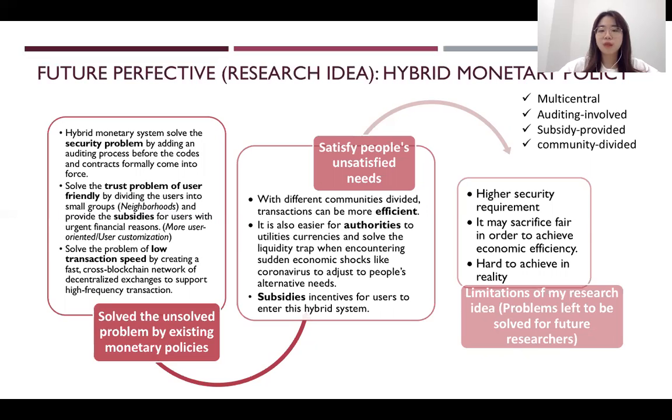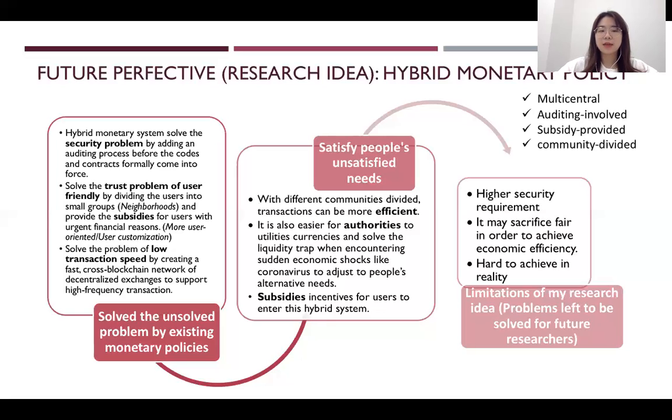Lastly, it can also solve the problem of low transaction speed by creating a cross-blockchain network of multi-central exchange to support high-frequency transactions. And each region can have its own transactions. So how does this satisfy the need? With different communities divided, transactions can be more efficient and more transactions can happen. It is also easier for authorities to utilize currencies and solve the liquidity trap when encountering sudden economic shocks like coronavirus, to address people's alternative needs. Subsidy incentives for users can also make the users more willing to enter this hybrid system.